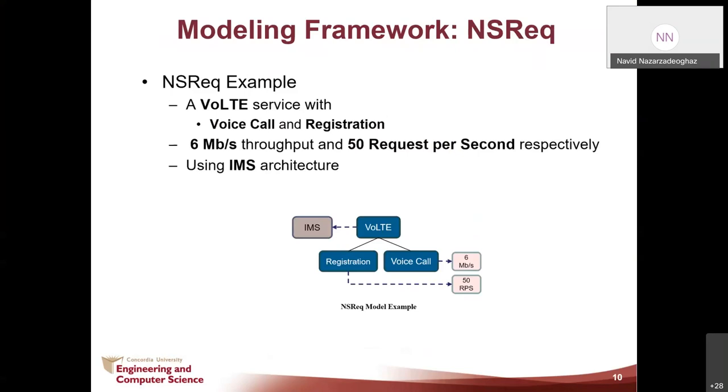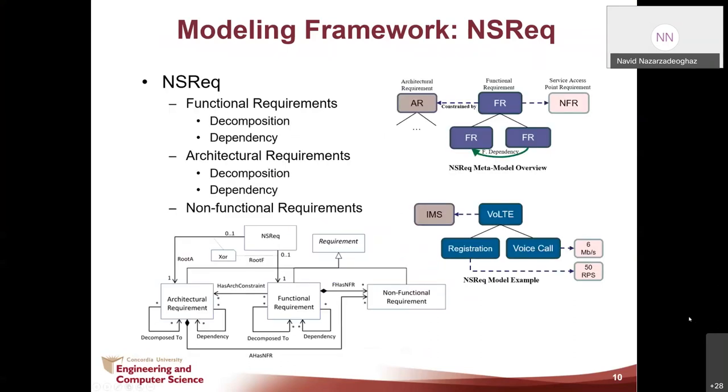So the way we model it is shown in this picture. You can see the VoLTE decomposed to voice call and registration, and you can see the non-functional requirements attached to it: the 6 megabit per second throughput, the requests per second, and the architectural constraints. So that's the way we model. And if you go to the next slide, I can show the overall picture of the meta model.